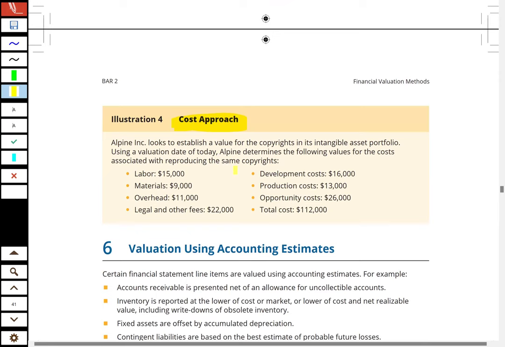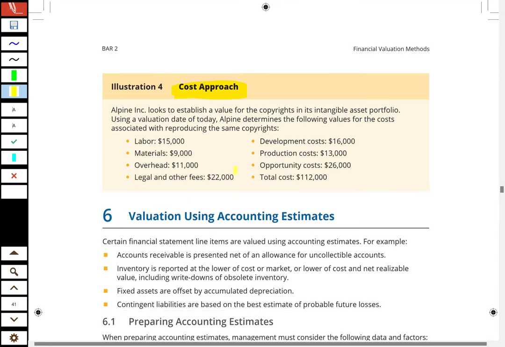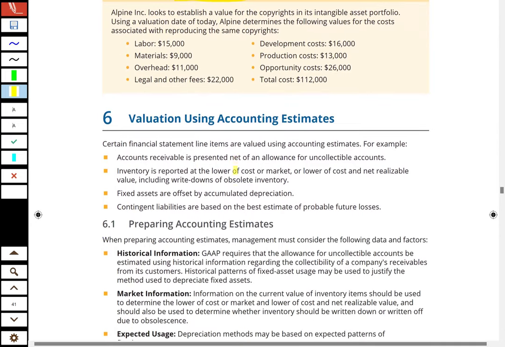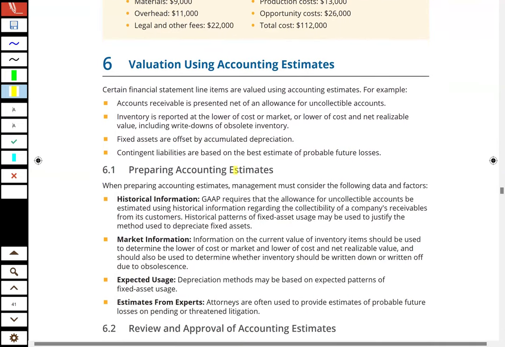Okay. Now you come over and you take a look at valuation using accounting estimates. In preparing accounting estimates, management considers what is historical cost. That requires that we use an allowance for uncollectibles, using estimated uncollectible levels, for example. Market information, the current value of inventory items sold, used to be determined.